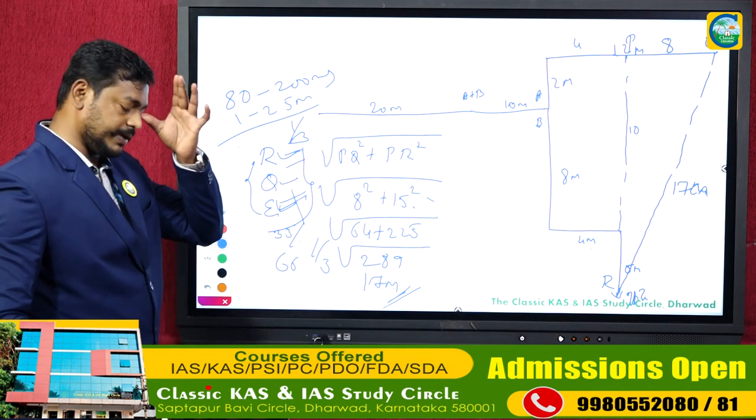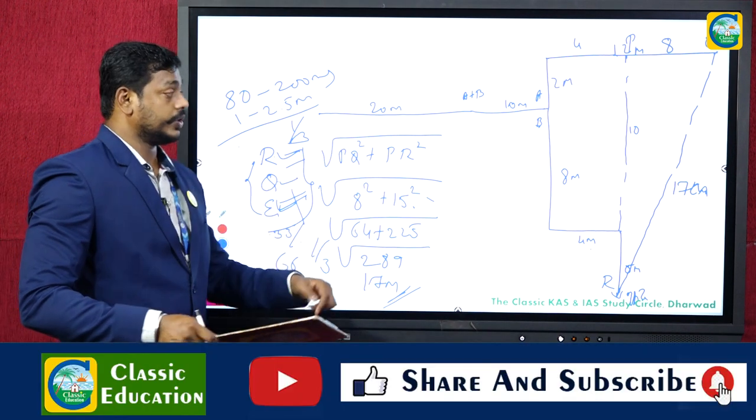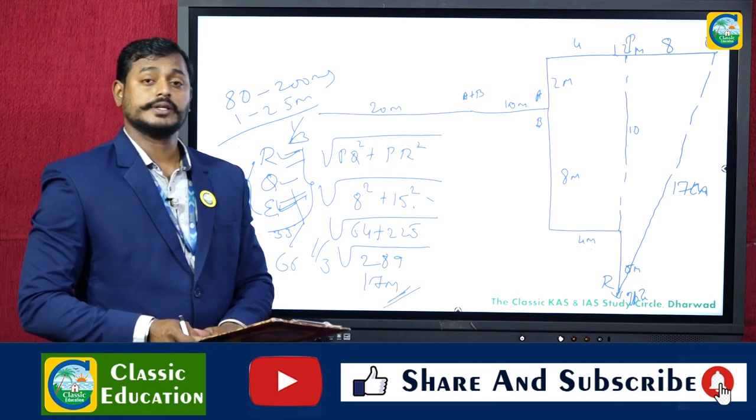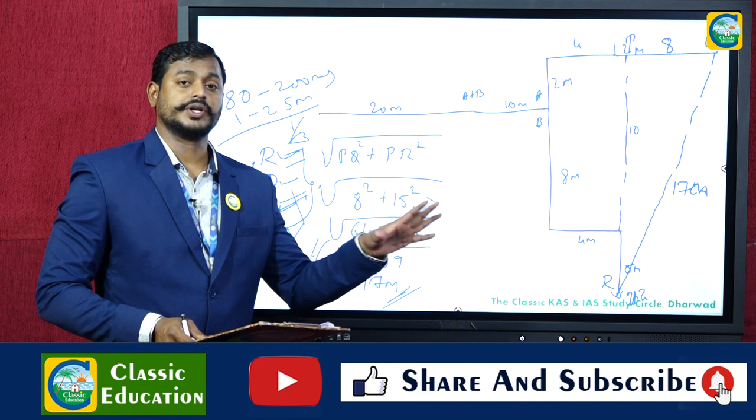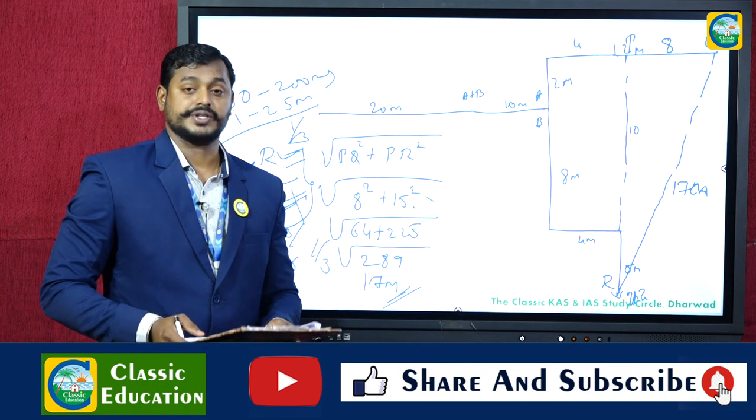Why? Because this is the eligibility paper. Anyhow, friends, in the next class I'm going to solve the 2020 paper. In that, we'll discuss the 2020 CSAT paper. It will be a revision, right, friends?